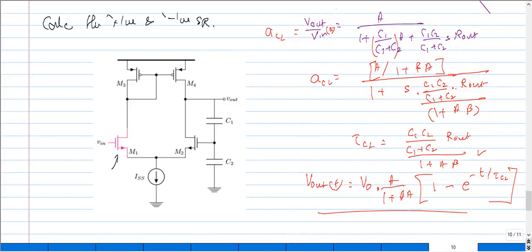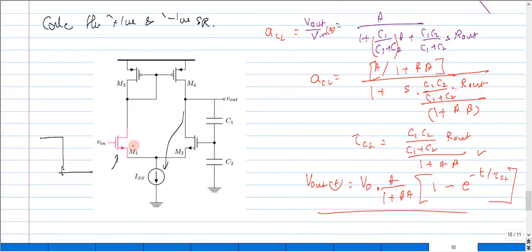The magenta color that I have used is all transistors that are off. So at what condition will it be off? It is when I apply a negative step input, then our transistor M1 would be off, and the whole of the current would basically flow through this transistor M2. Now how will we compute the slew rate, and where would this current ISS come from?